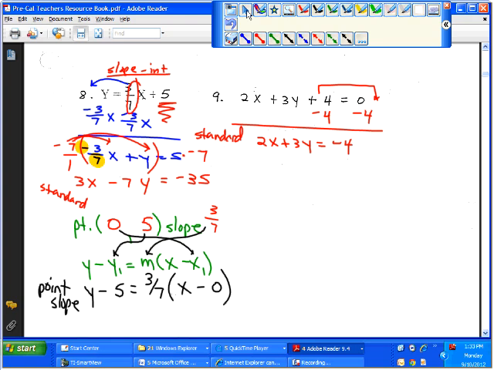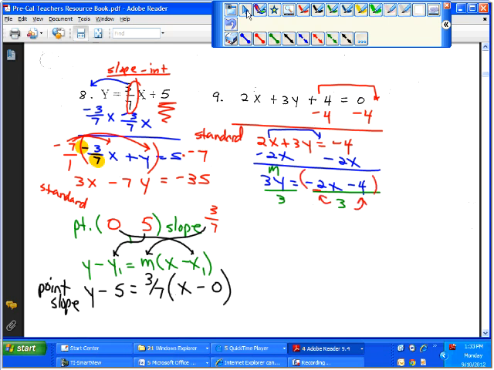Now, to get that into slope-intercept, we have to move the x to the other side, remembering to change the sign when you cross over, and we'll have 3y equals negative 2x minus 4. So we move the x. Now we isolate the y by dividing. We have to remember to distribute that divide by 3. And so we're going to have y is equal to negative 2/3 x minus 4/3. And that's it in slope-intercept form.